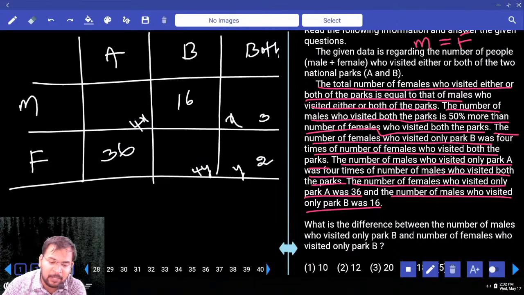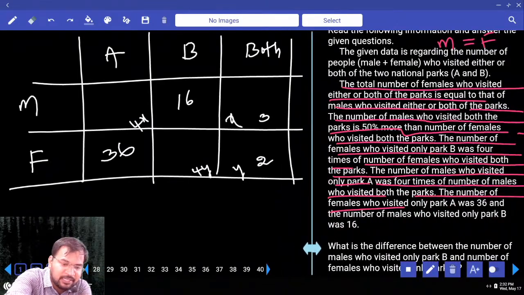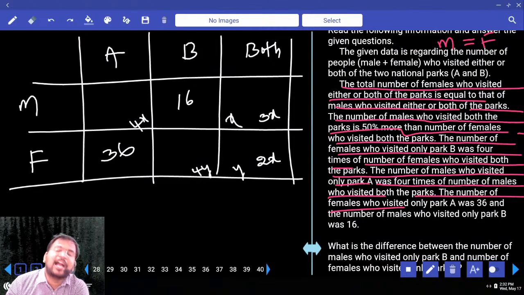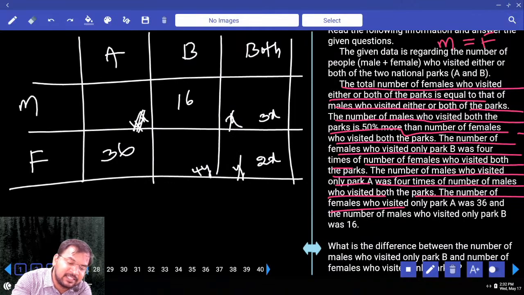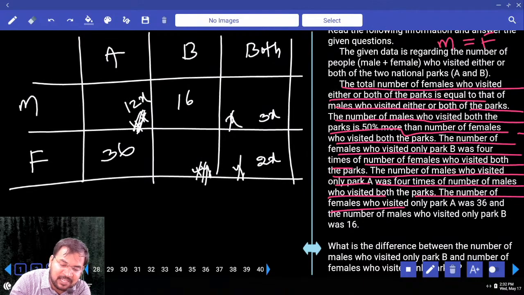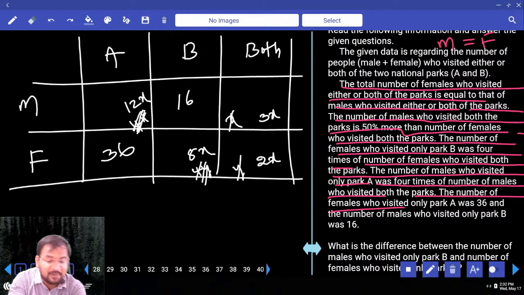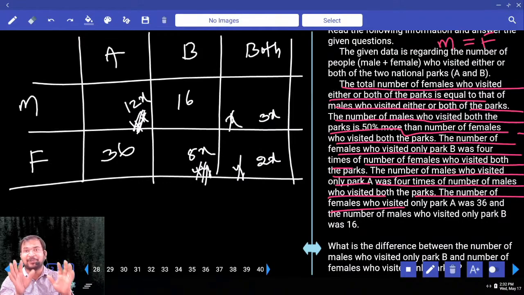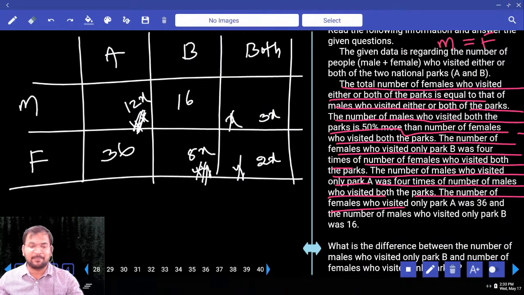Clear, na? Now I am going to change the values. See here, this is 2 parts. I am going to take this is 2x. Then automatically this is 3x. If this is 3x, this is 4 times, na? 12x. If this is 2x, this is 4 times, na? All variables I am going to convert into one variable. Are you clear, Nana? Now all statements are completed, na?